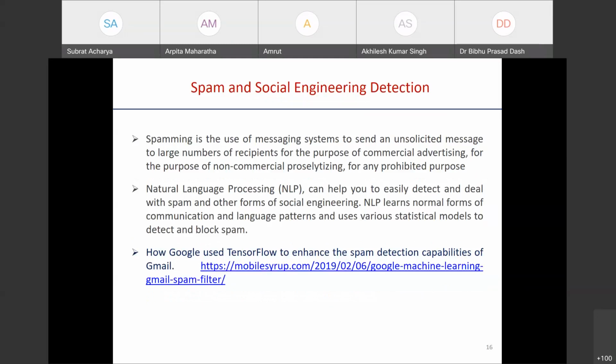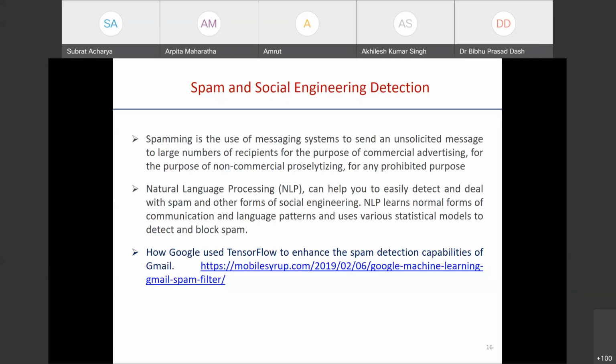And coming to spam and social engineering detection: unwanted mails like bulk mails which are not regularly supposed to be there, so spam activities. Nowadays NLP has come up to detect and deal with social activities, the huge information flowing across social networks. I found one very good platform showing how Google has used this for Gmail activities. Maybe I will share this PPT afterwards. Please go through it; it will be a very good piece of information.